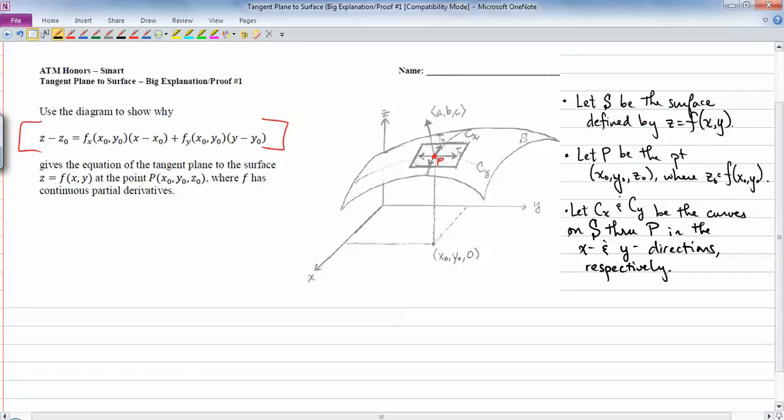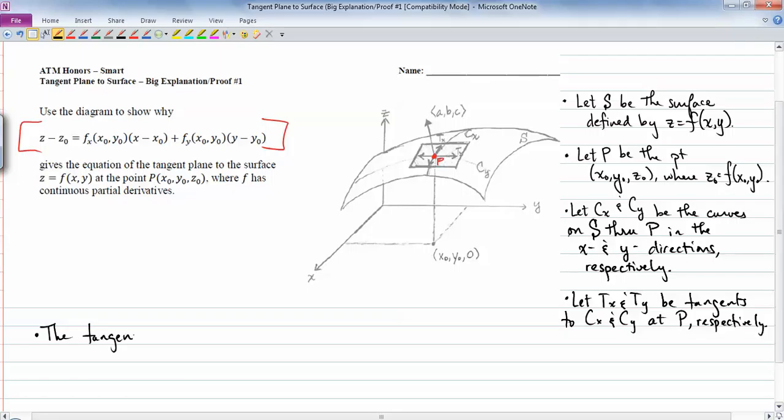We've got t sub x and t sub y. So let t sub x and t sub y be tangents to c sub x and c sub y at P, respectively. And then we need to define what a tangent plane is in this case. The tangent plane to S at point P is defined as the plane containing t sub x and t sub y.